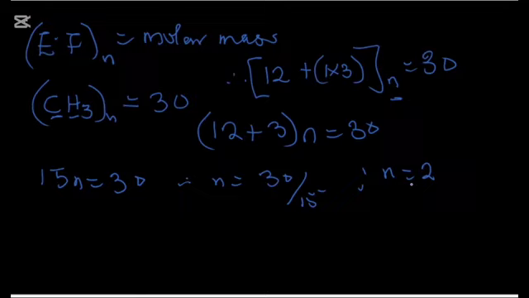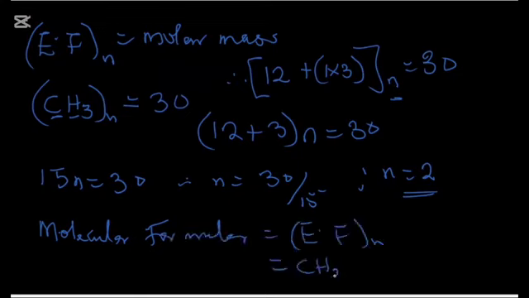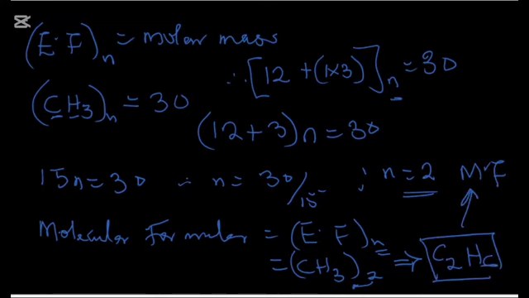Then put the value into the empirical formula. So the molecular formula is equal to the empirical formula multiplied by n. The empirical formula is CH3, multiplied by the value of n, which is 2. Now use that value to multiply what is inside. That will give us C2H6. So this is the molecular formula. Does that make sense? Yes, sir.